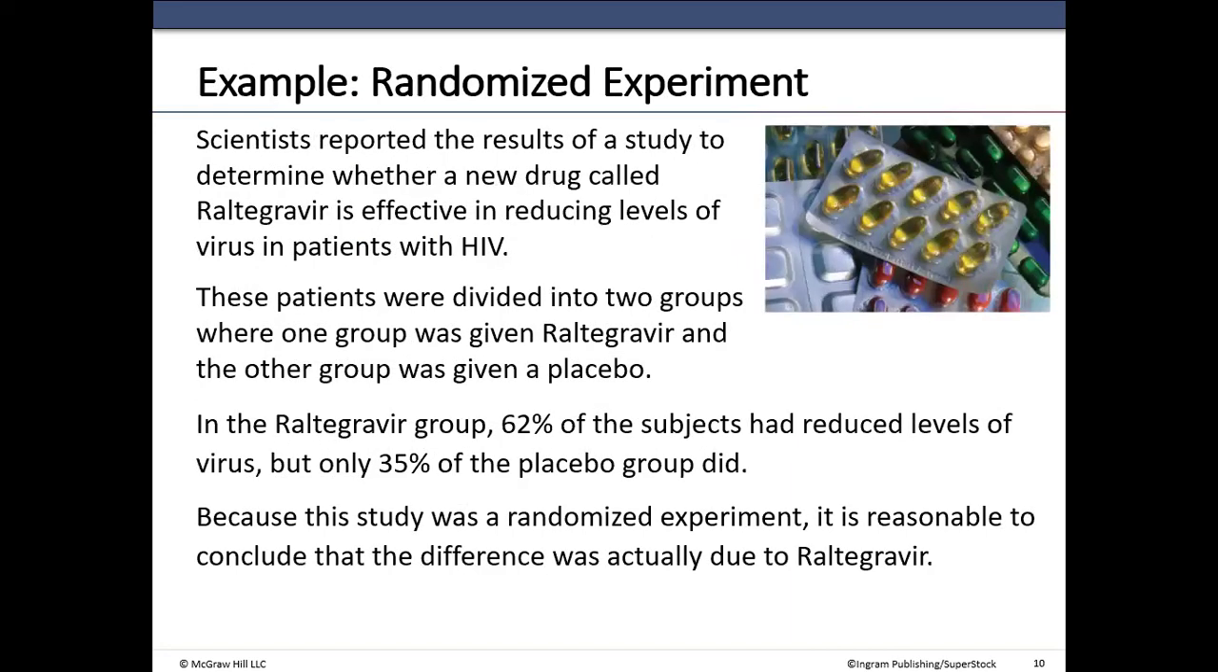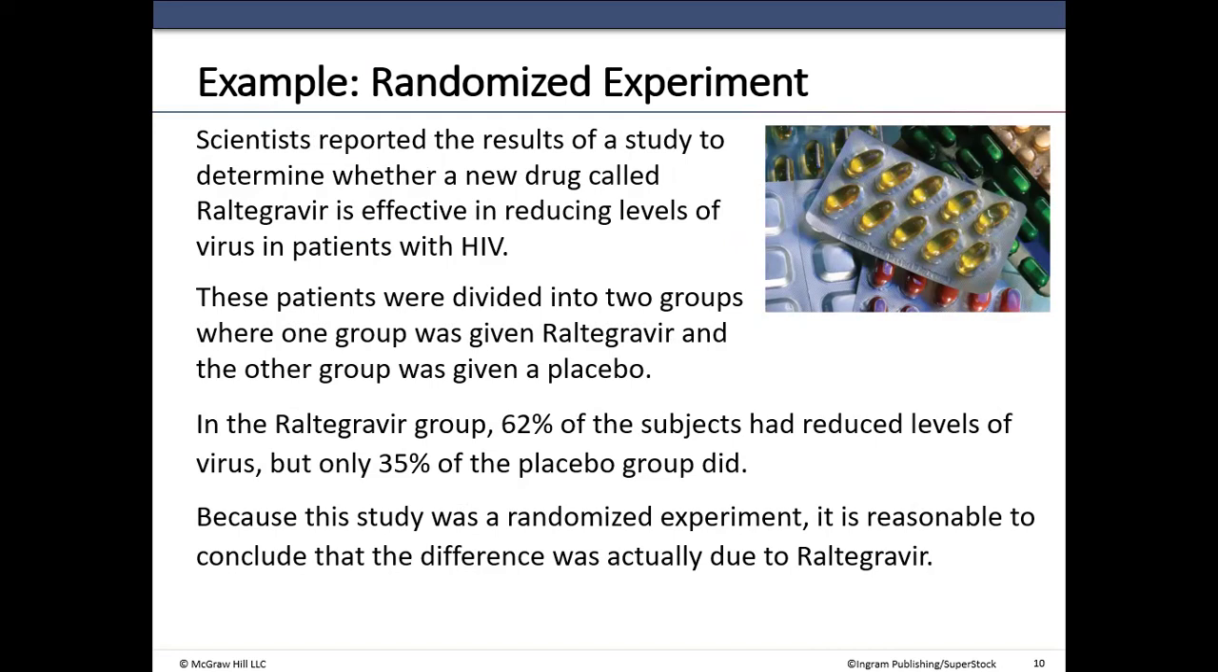Scientists reported the result of a study to determine whether a new drug called raltegravir is effective in reducing levels of virus in patients with HIV. Those patients were divided into two groups, where one group was given raltegravir and the other group was given a placebo. A placebo is a sugar pill that looks exactly like the actual pill without the medicine in it.